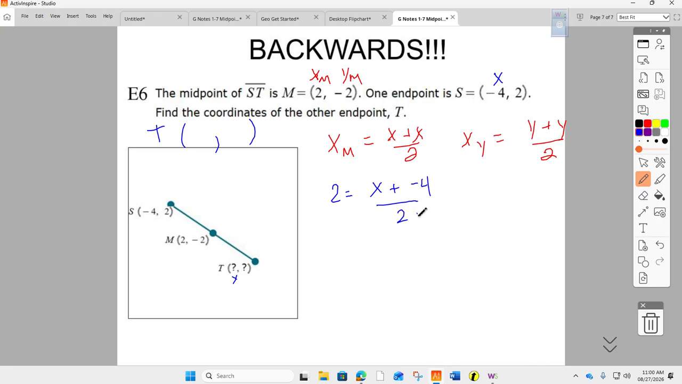Okay. So now we're going to solve the equation. We're always going to multiply by 2. 4 equals, those are always going to simplify to 1. And we're solving that equation. 8 equals x. So I'm going to put 8 in the x spot.